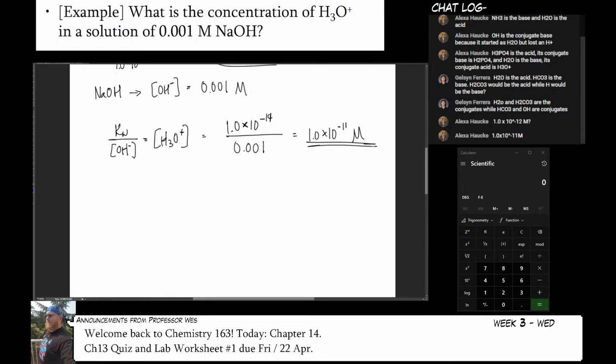And there's my answer. So in a solution of 0.001 molar sodium hydroxide... Oh, oops, hold on, sig figs. There's my answer. I would get this concentration, because, again, they have to multiply together to be 1 times 10 to the minus 14. And this will always be true as long as we're at 25 degrees Celsius. Which, guess what? All the examples we're going to do, 25 degrees Celsius.